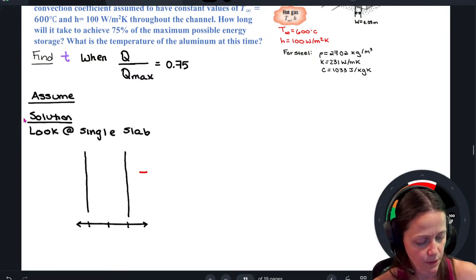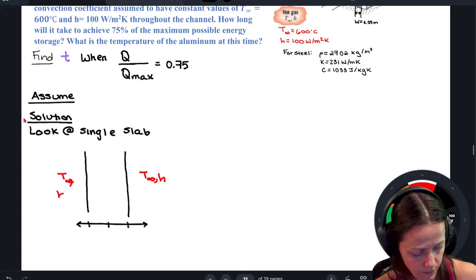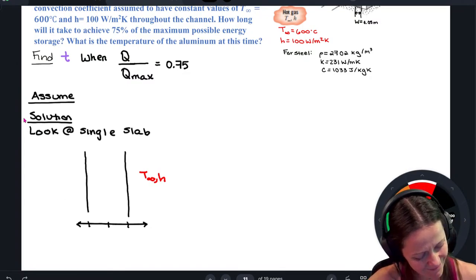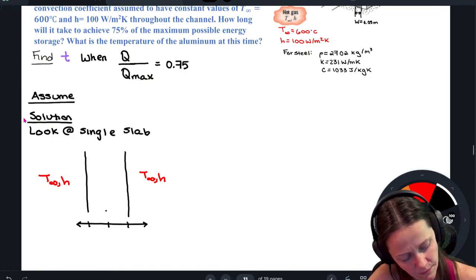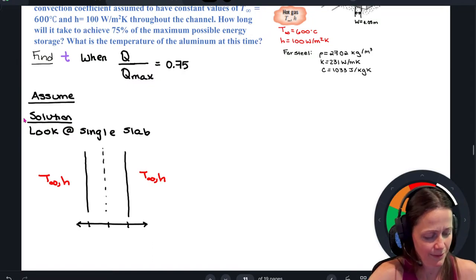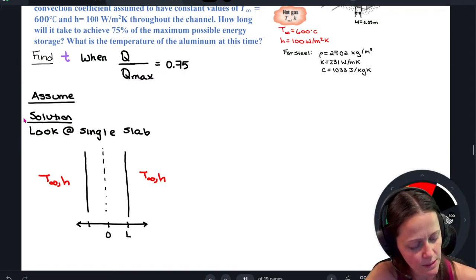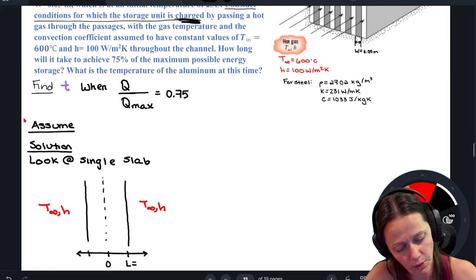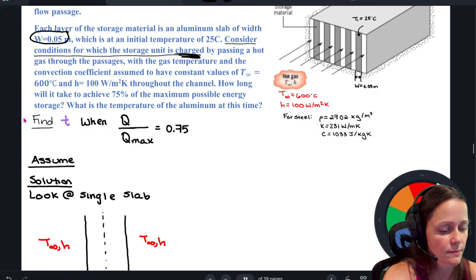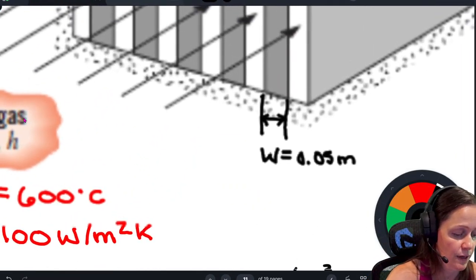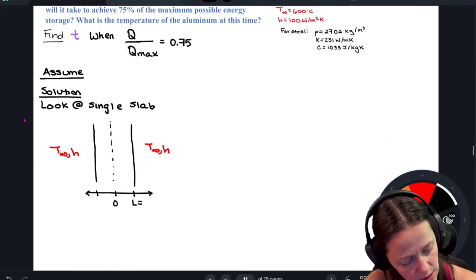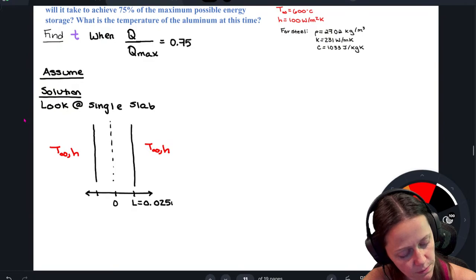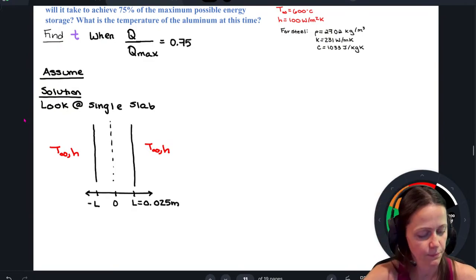Remember, on either side, you've got convection. Here's the midline, sort of. So this is x equals 0. This is the half width. You remember this 0.05; well, the half width would be 0.025 meters. And then this would be negative L.